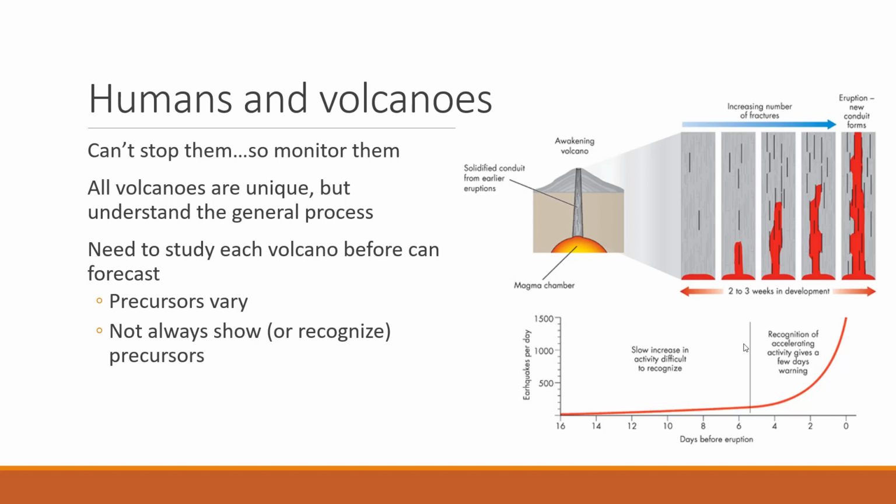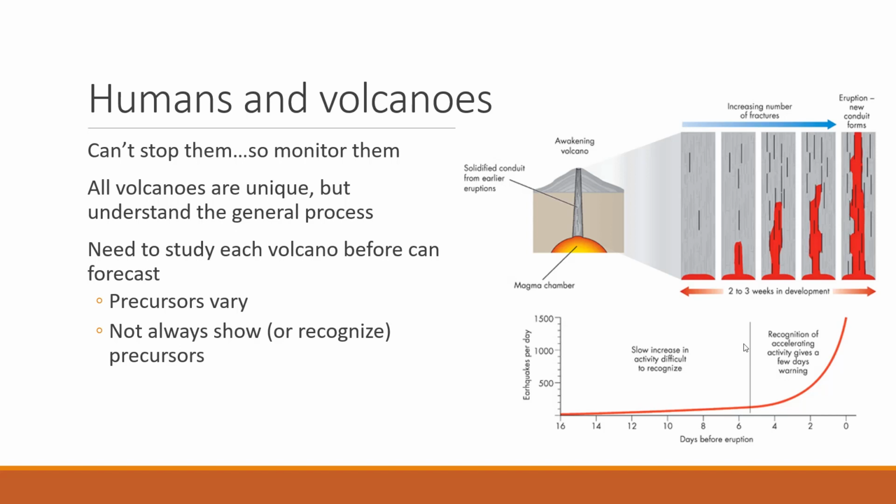All volcanoes are unique. They do tend to have the same general processes, so it's important to study volcanoes in general and then to understand the specific volcano to know what its pattern is. So we have to study each volcano before we can try to, quote, forecast. The precursors, the before events, will vary between volcanoes. So we don't always recognize our precursors.